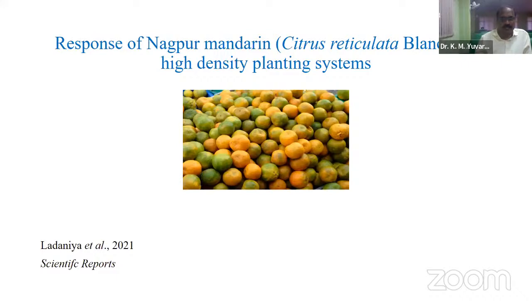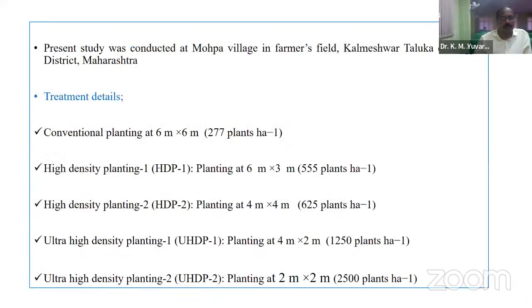Another case study: response of Nagpur mandarin to high plant density planting systems. See here, they also conducted trials at different planting densities. One is conventional planting at 6 by 6 meters, and high density planting, which is also accommodated in different planting systems.